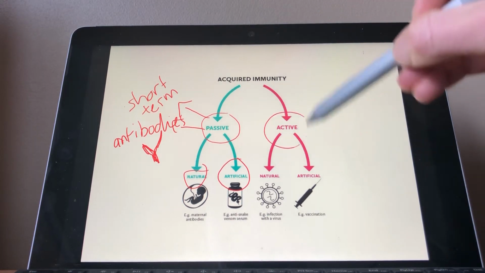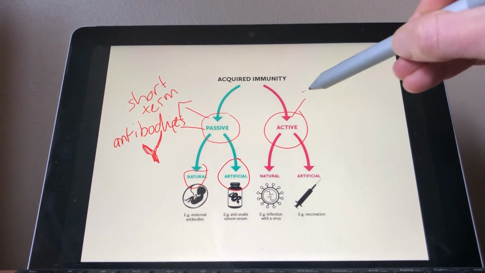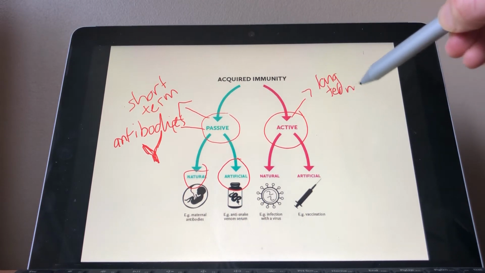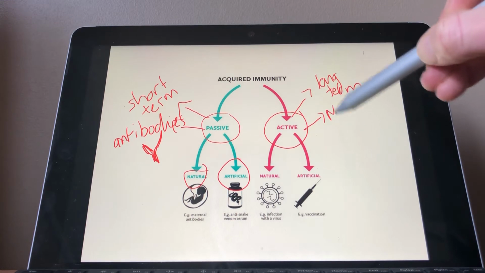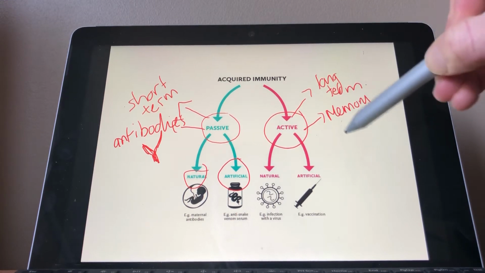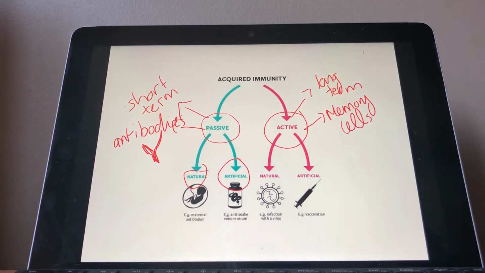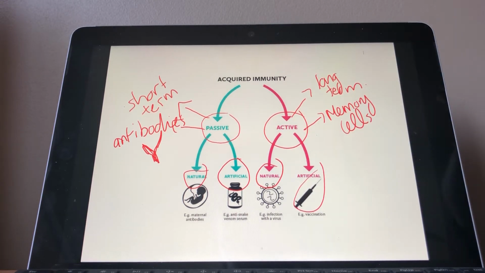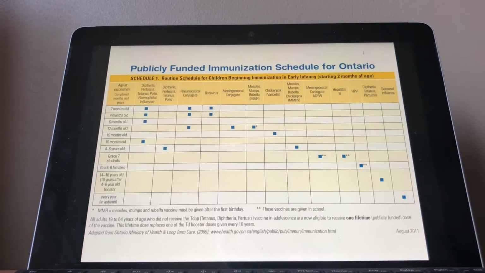Okay, active. In an active immunity, this is actually going to be more long-term, and you are actually having the production of memory cells that will be circulating in your blood for a certain amount of time. Now, you can gain it naturally by actually having the infection, if you're infected with some type of virus, or you can get a vaccination for it as well. Both of them will elicit an immune system response and will produce memory cells.